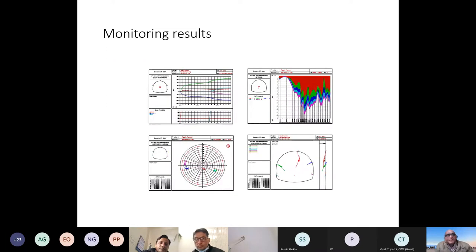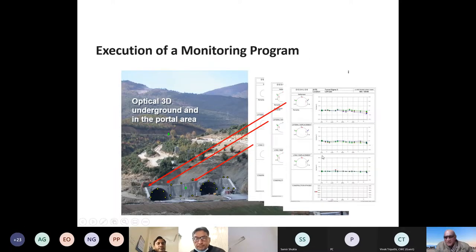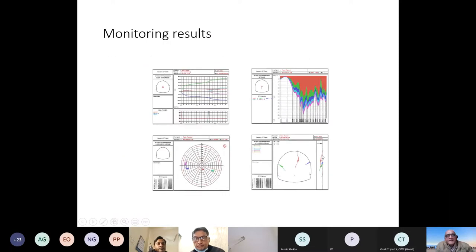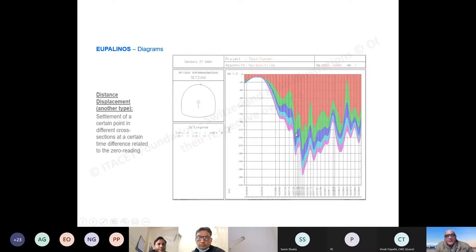If you have a tunnel, then I already mentioned to you that it gives you an idea of the XYZ movements, of course, here. You see the movement, XYZ movements. But apart from that, it gives you some other good pictures also. For example, this here, I'll just show in detail.